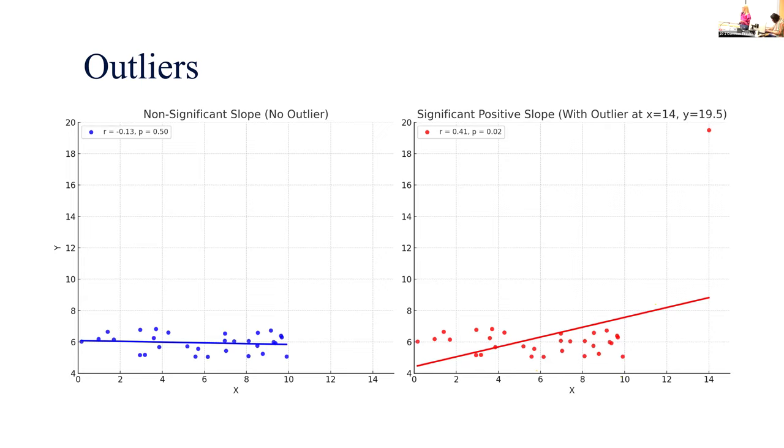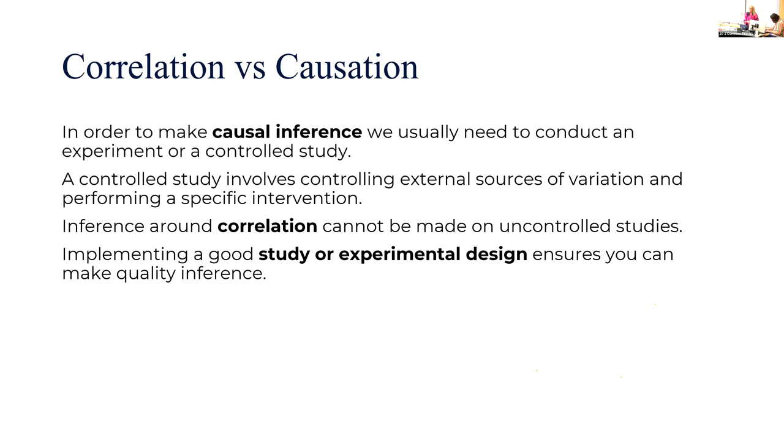Outliers can also have a really profound effect on a relationship. So you can see here in the graph in red that just adding a single point can make a non-significant correlation significant. So the only way that you can make causal inference is to actually do an experiment or have some kind of biological, physiological, or environmental evidence that that relationship actually exists.